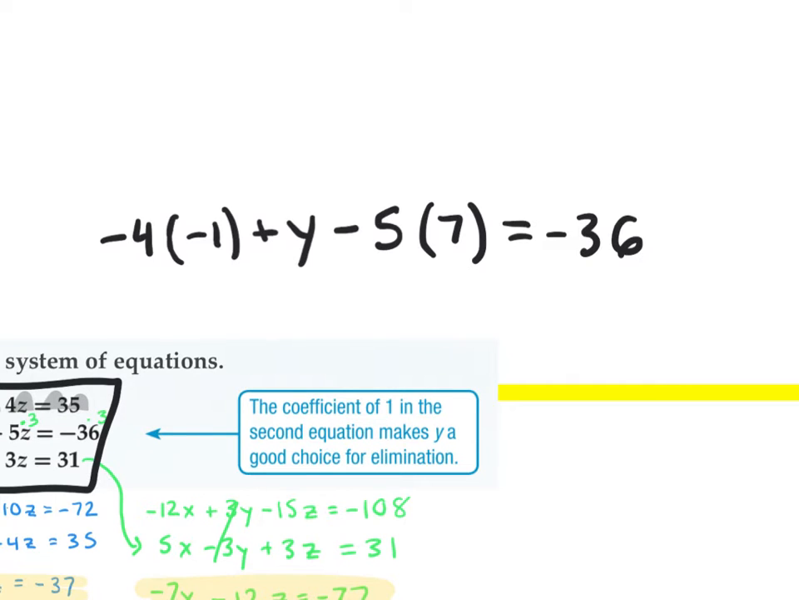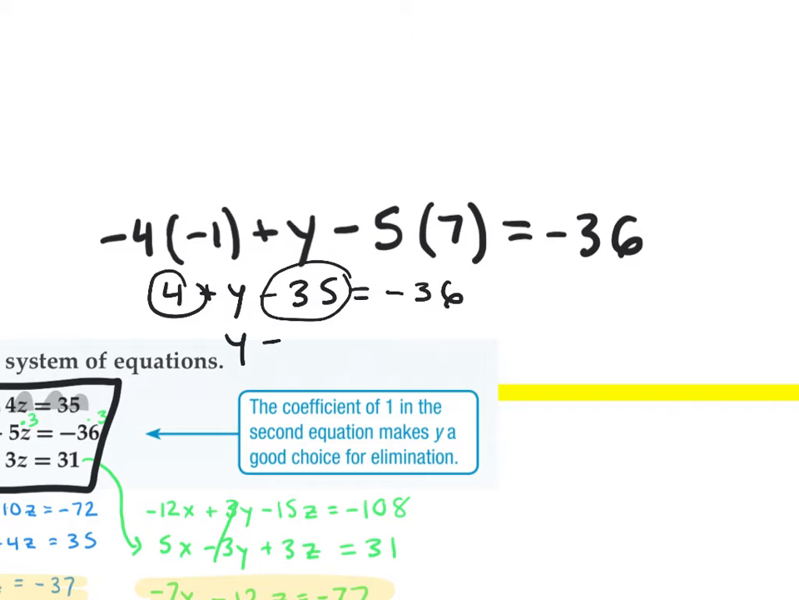Yep, so we multiply. What's -4 times -1? +4 plus y. What is -5 times 7? -35 is equal to -36. What do we do next? Combine. So since these two are on the same side of the equation, we don't change the signs, we just combine them. So it would be y. What is 4 minus 35? -31. And that's equal to -36.